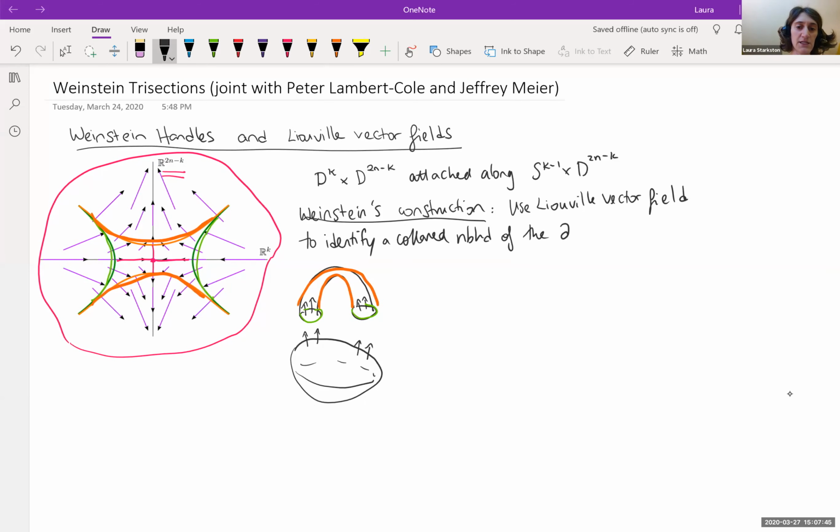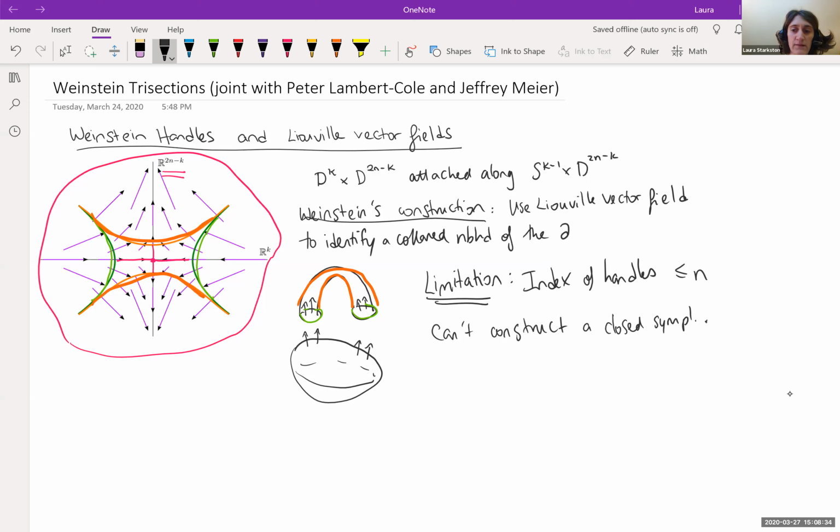Now, there's a significant limitation of this construction, which is that a Liouville vector field is inherently connected to the symplectic form. The number of directions in which the Liouville vector field can be pointing inward is constrained to be at most half the dimension of the manifold. So the index of the handles has to be at most n in a 2n-dimensional manifold. This means, in particular, we can't construct, say, a closed symplectic manifold using Weinstein's handle construction.